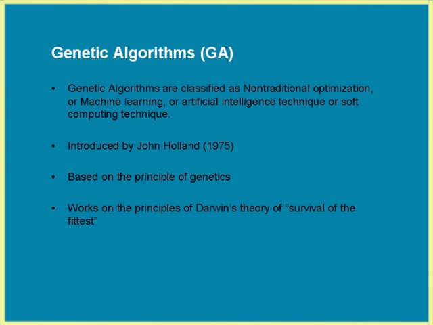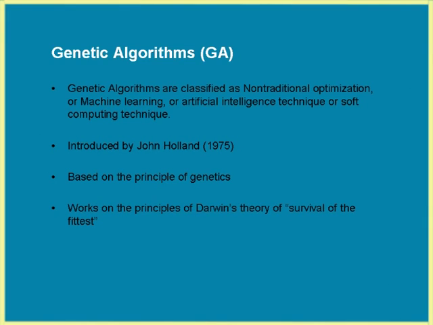Genetic algorithm is classified as non-traditional optimization, or we can call it a machine learning, artificial intelligence or soft computing technique. It was introduced by John Holland in 1975. After that, it did not gain much importance until David Goldberg wrote his book on genetic algorithms in 1989. Until then, it was hidden. After 89, it picked up. For the past 10 to 15 years, we have had tremendous application of genetic algorithm in various fields of optimization. And it works on the principles of genetics.